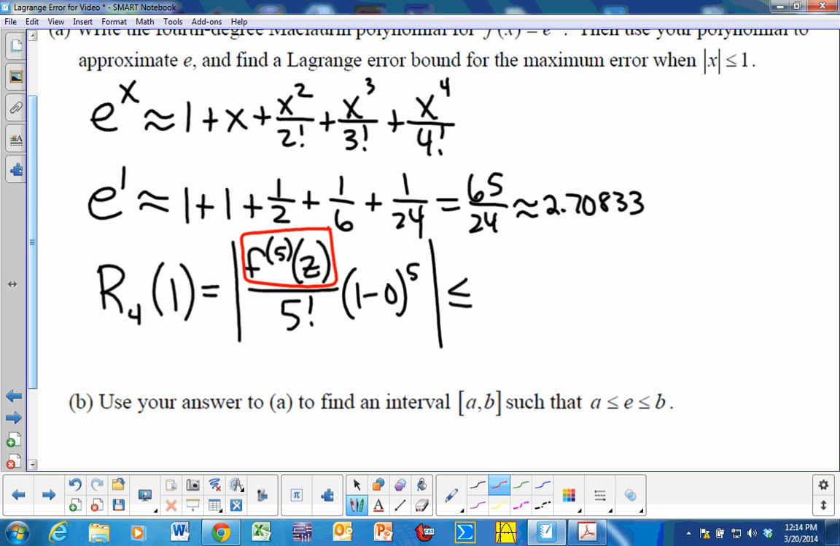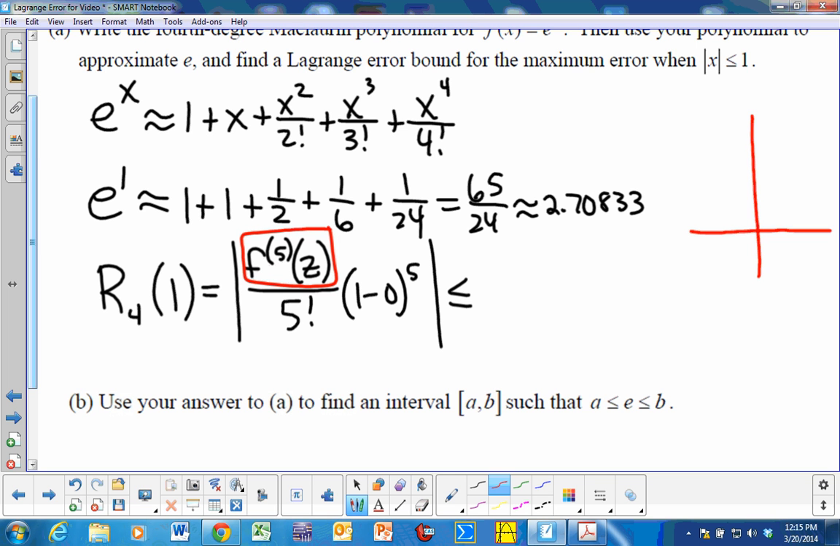Well, if you take e to the x, what's the first derivative going to be? E to the x. We take the second derivative, we get e to the x. We take the third derivative, we get e to the x, etc. So the fifth derivative is e to the x. And we're talking about what is the worst case scenario in the interval from basically 0 to 1, because 0 is the center and 1 is where we're approximating it. Well, that means it has something to do with e to the first.